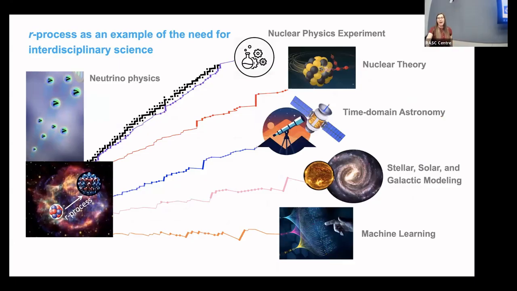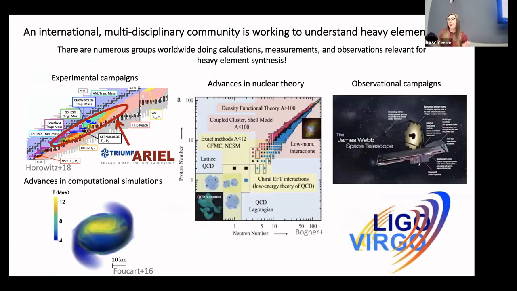Okay, so that's where I end, but I just wanted to walk us back through all the different branches, all the different pieces that have to go into the R process in order to form this big picture. We talked about neutrino physics, experiment and theory, time domain astronomy, stellar and galactic modeling, and finally machine learning. So there's a big spread of things that need to happen together in order to better understand this picture. In other words, we need an interdisciplinary and international community working on this.